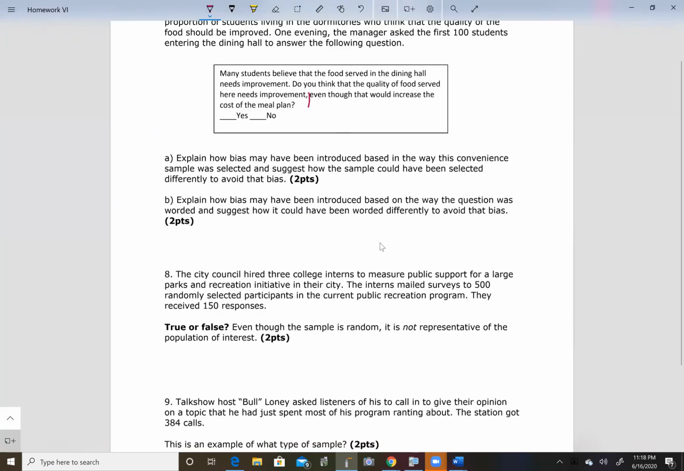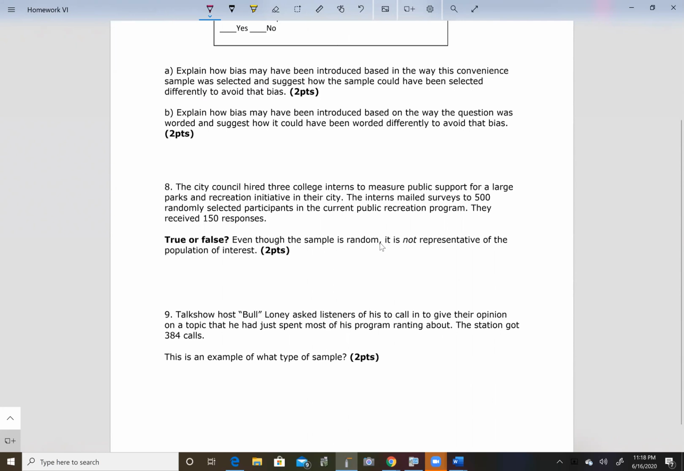All right, 8. The city council hired 3 college interns to measure public support for a large parks and recreation initiative in their city. The interns mailed surveys to 500 randomly selected participants in the current public recreation program. They received 150 responses. So, true or false? Even though the sample is random, it is not representative of the population of interest. That is true because he only mailed it to people already in the recreation program. So, of course, they're going to be pro the recreation program, right? They needed to get a random sample of everybody in the city.